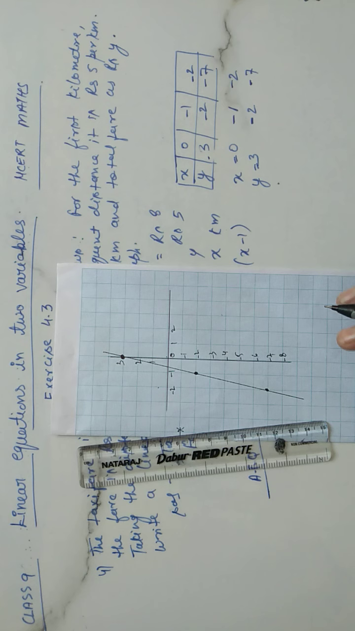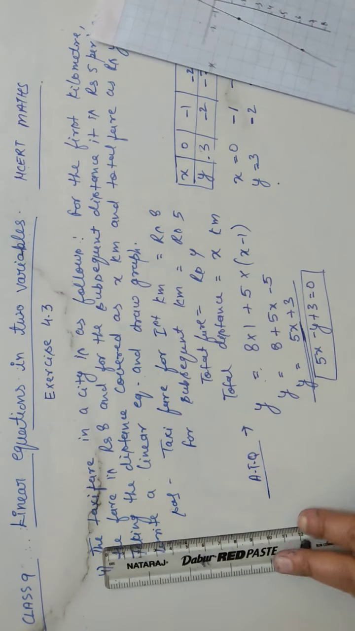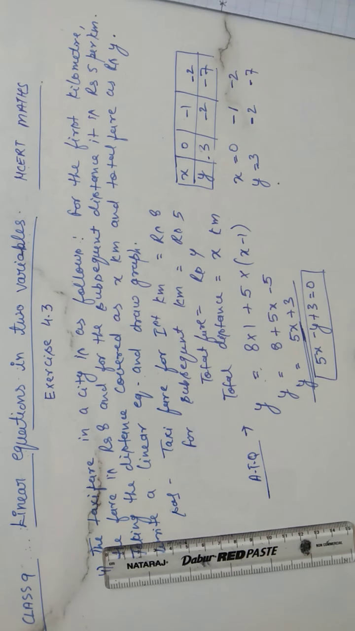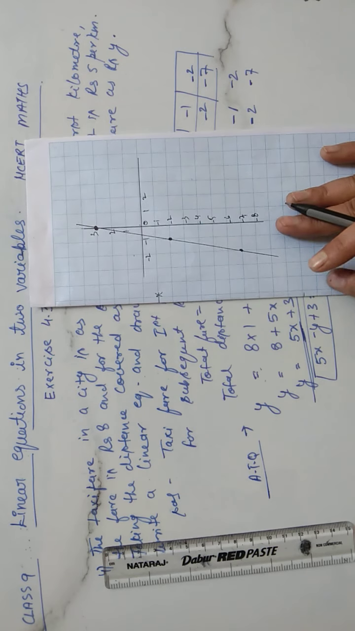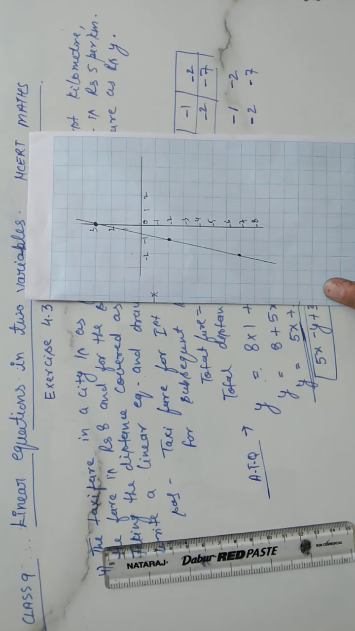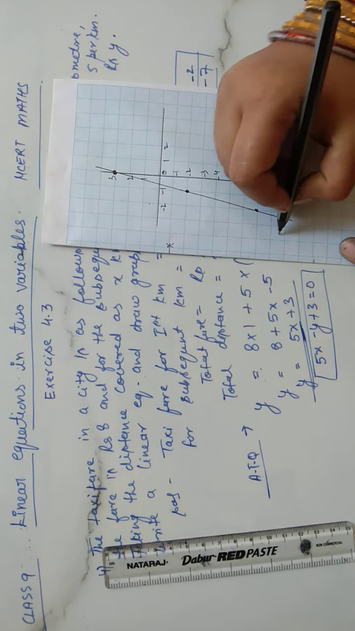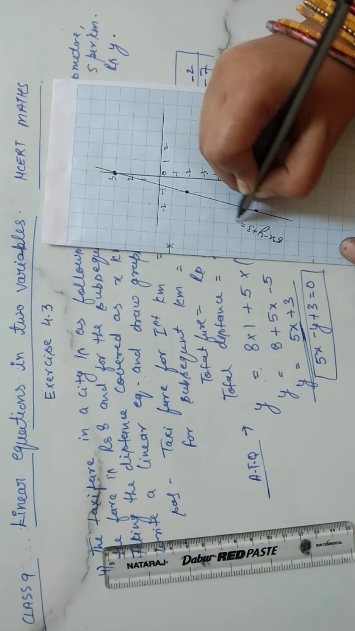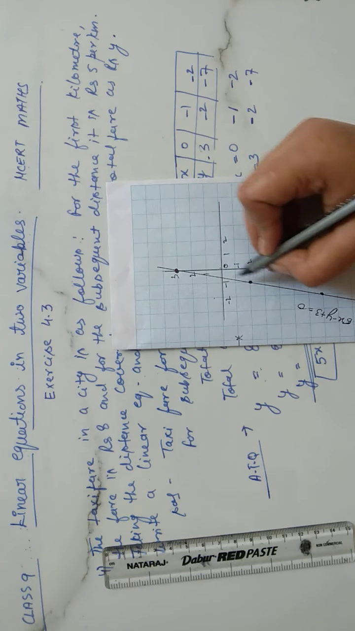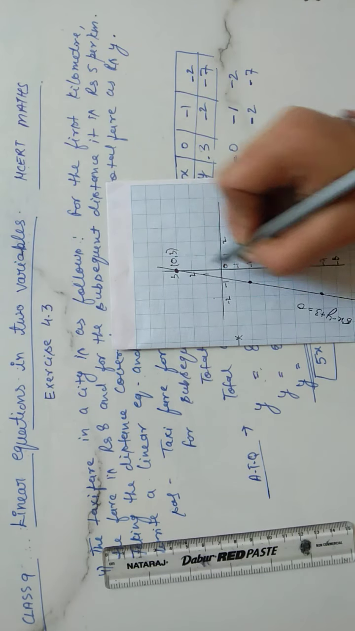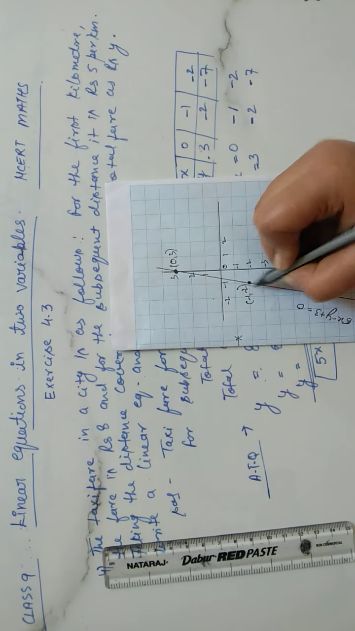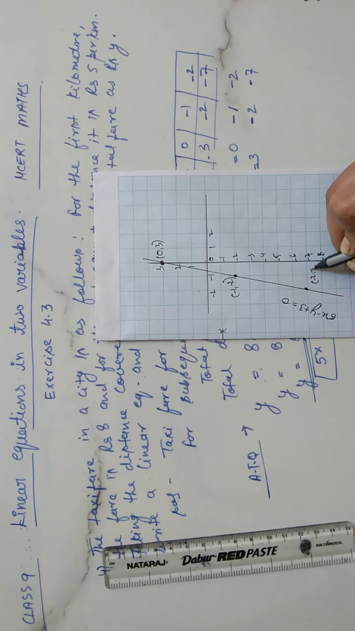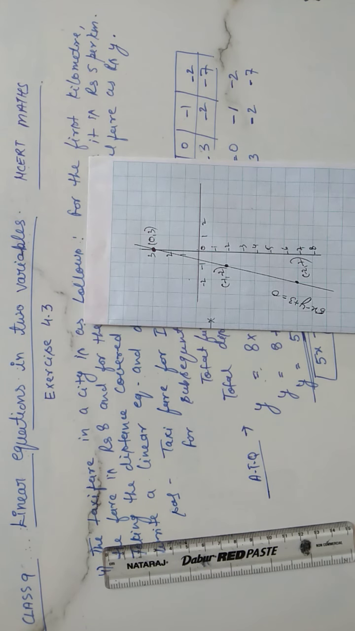So this is the graphical representation. This is our equation, this is the table, and this one is the graphical representation for it. Graphical representation for the line, that line is 5x minus y plus 3 is equals to 0. And these points are 0, 3, minus 1, minus 2, minus 2, minus 7. So this is our question number 4.